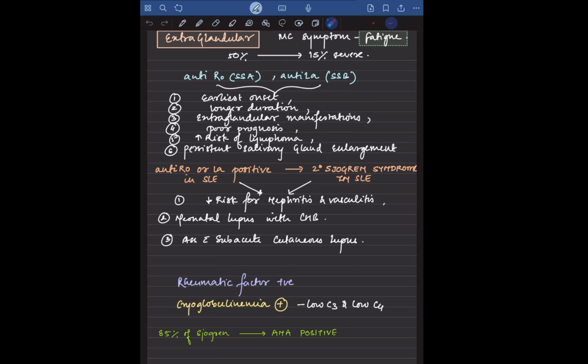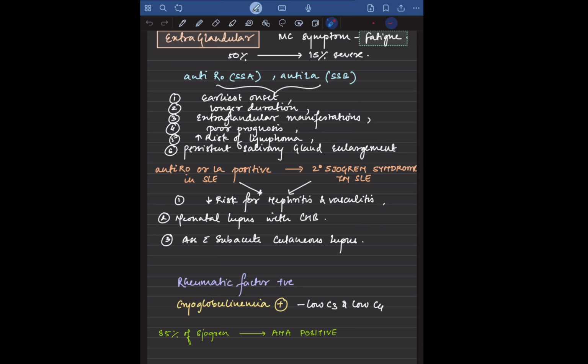Now coming to anti-Ro and anti-La. This is very important, Ro and La. In case of SLE also we can get anti-Ro and La positivity, but when it is positive, remember that it is a minimal disease, we can say. So it is secondary Sjogren's syndrome and SLE. There is decreased risk of nephritis and vasculitis. There could be neonatal lupus with complete heart block and association with subacute cutaneous lupus. So these 3 points are very important.